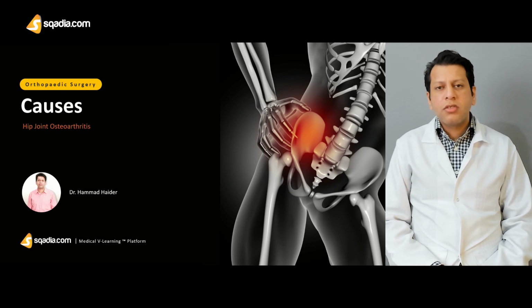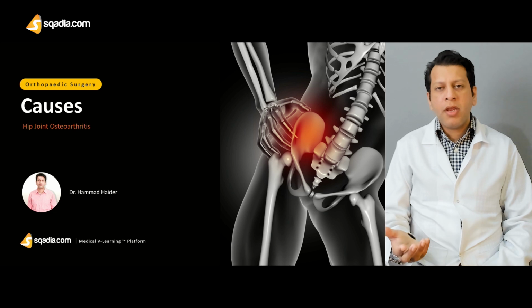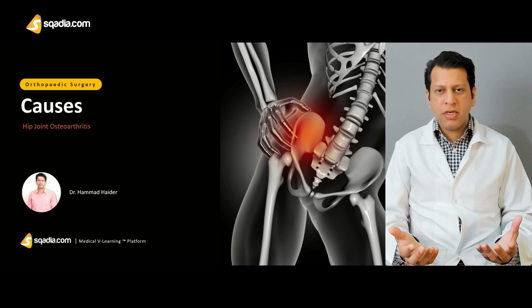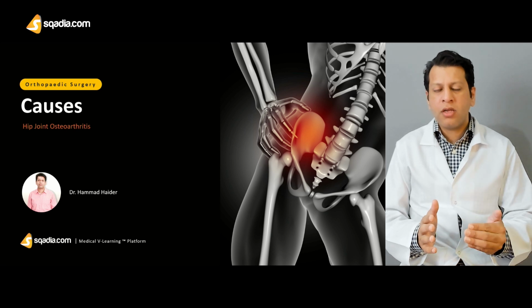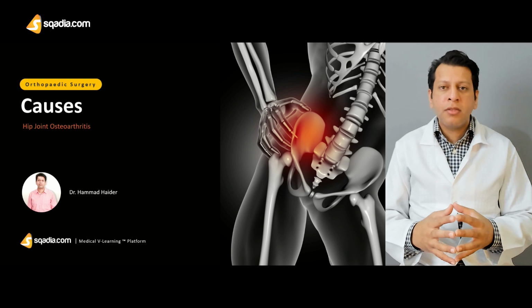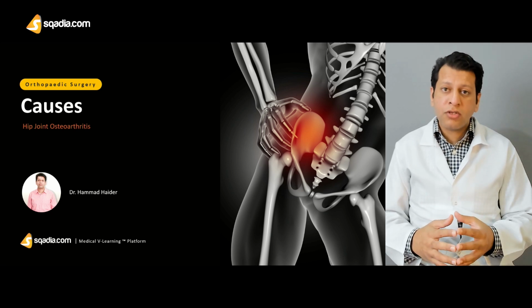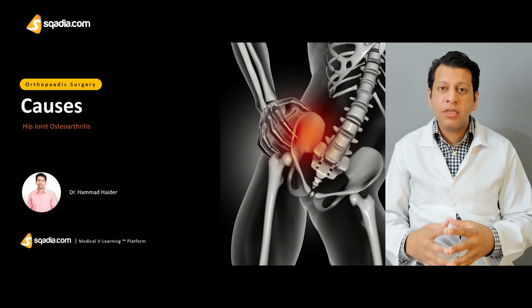Now, what causes hip joint osteoarthritis? As I've told you, we can primarily divide hip joint osteoarthritis into primary or secondary hip joint osteoarthritis. Primary is one where there is no underlying cause, but over a period of time, as the patient has aged enough, there is progressive degeneration of the hip joint, leading to primary hip joint osteoarthritis.